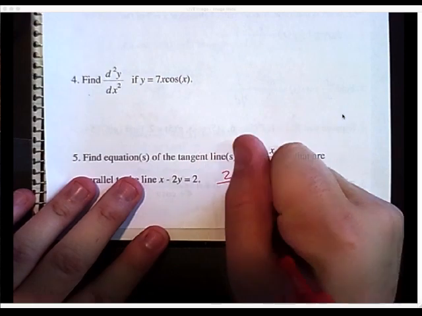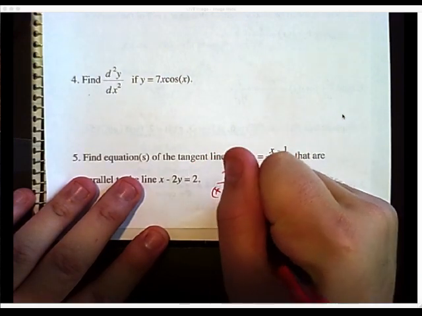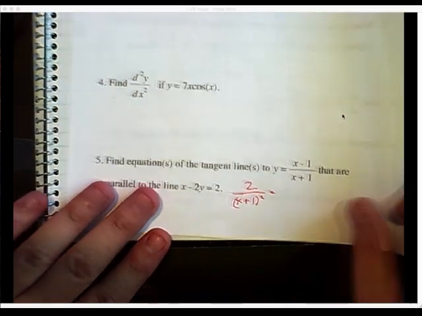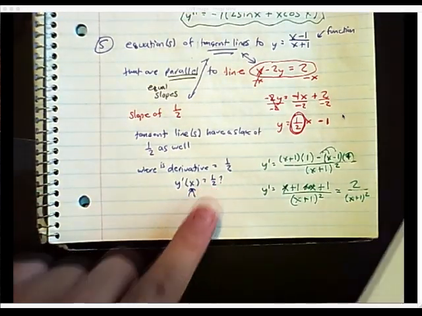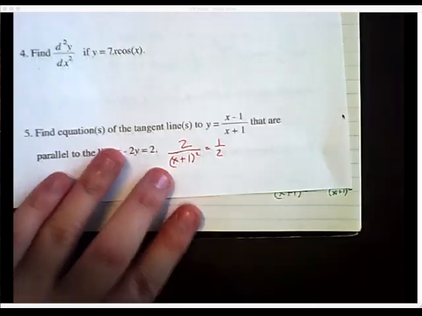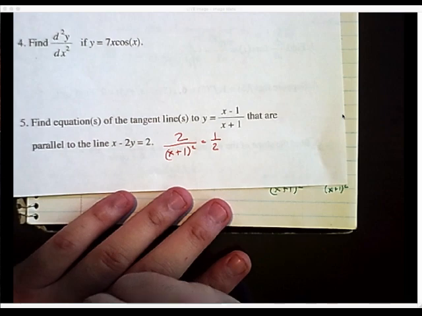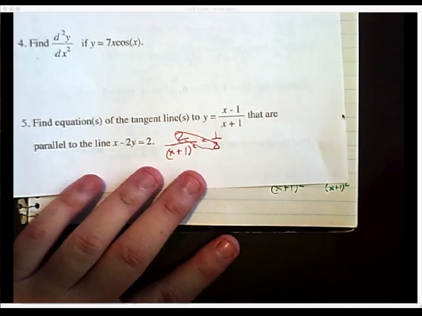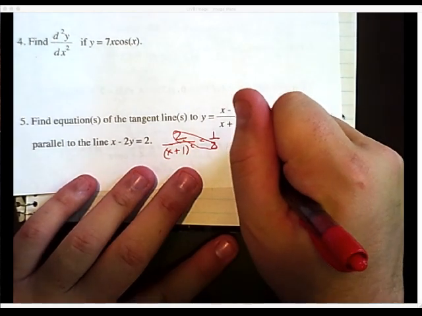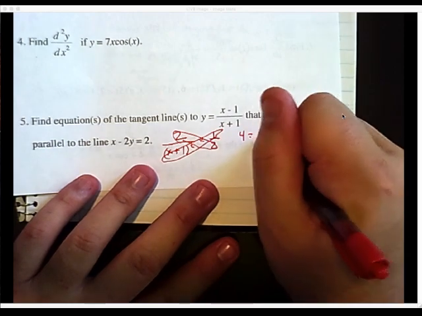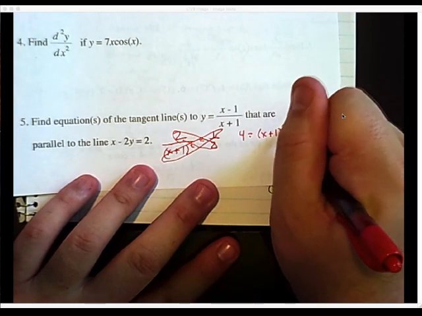So I need to figure out where 2 over x plus 1 squared, that's the derivative, where does that derivative equal 1/2? Okay, so let's go ahead and solve this. How am I going to solve this? I'm just going to cross multiply. 2 times 2 is 4. 1 times all of this is simply going to be x plus 1 quantity squared.